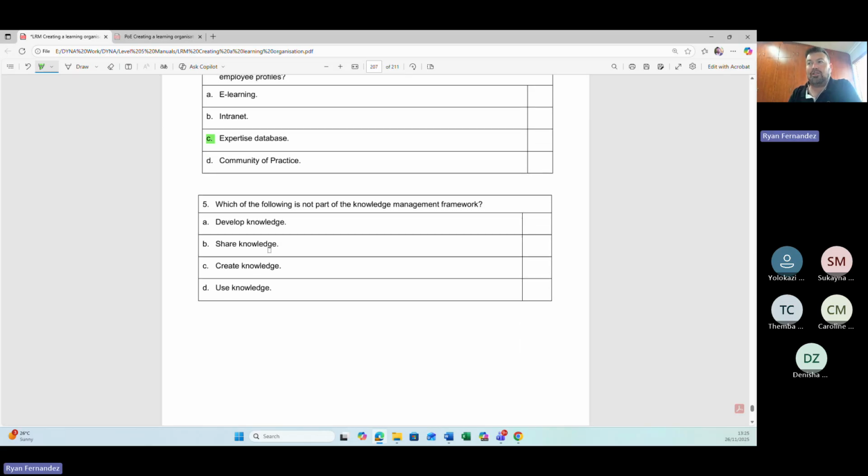And then the last one, which of the following is not part of a knowledge management framework? Developing knowledge, sharing knowledge, creating knowledge, or using knowledge. So in this case, we have to create knowledge. Then we have to share knowledge. And then we're going to store knowledge, and we're going to use knowledge. The only one that is not part of the framework is developing knowledge.